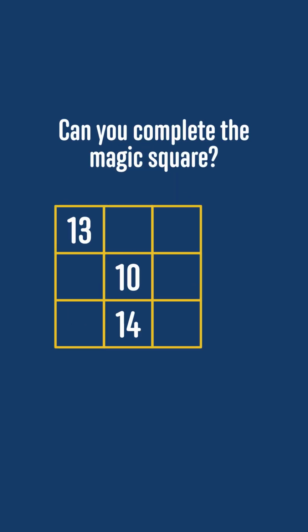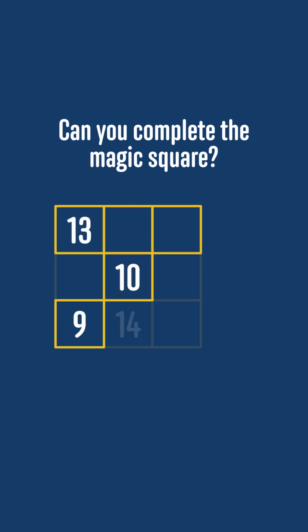Start by considering the bottom row and this diagonal. They both sum to the same total, but both include the bottom right number. So it must be that the total of the red cells and the green cells must be equal too. 13 plus 10 is 23, so the bottom left cell must be 23 minus 14, which is 9.